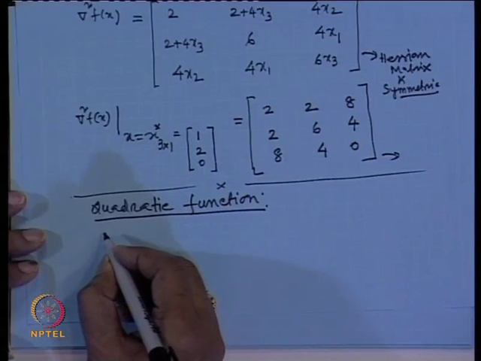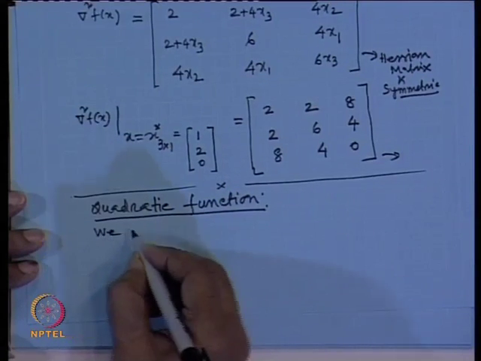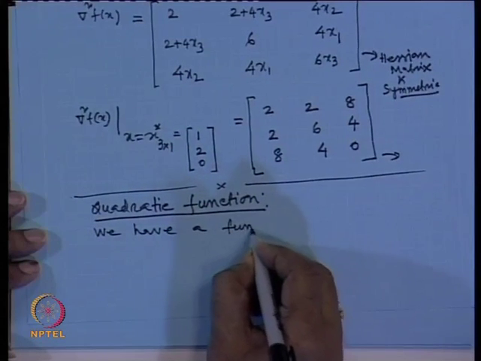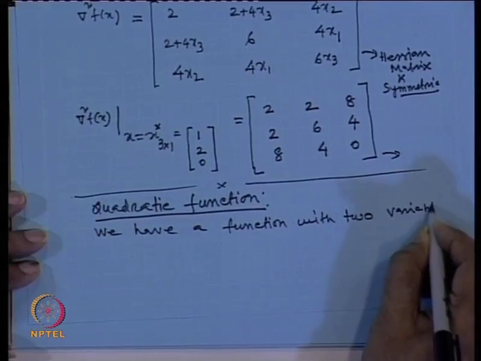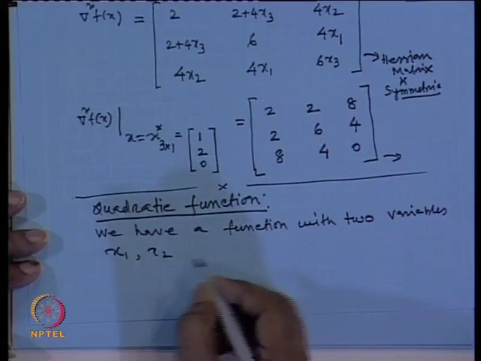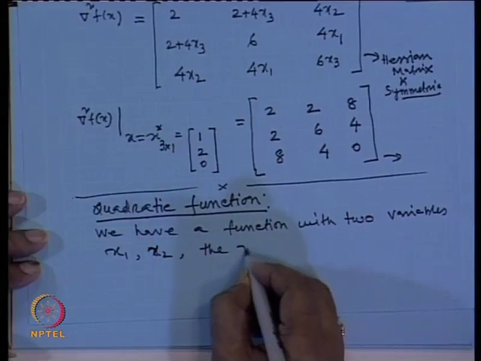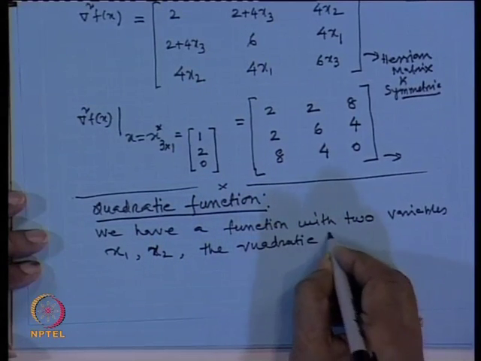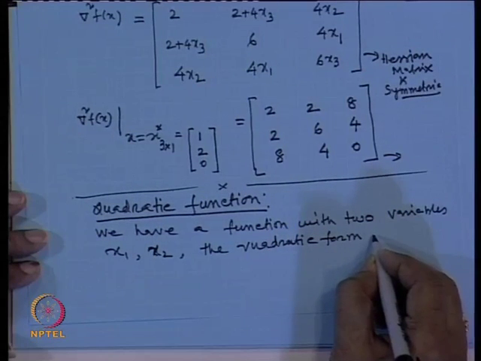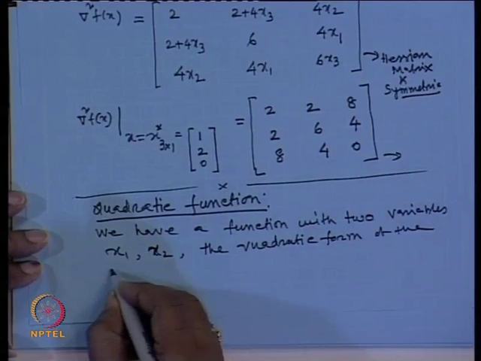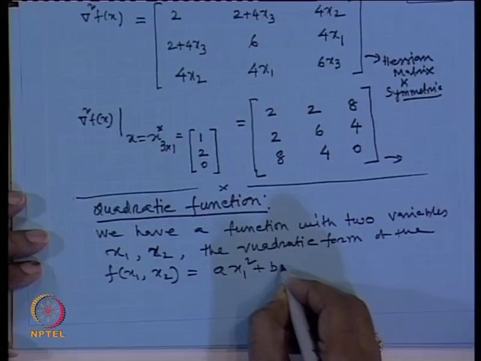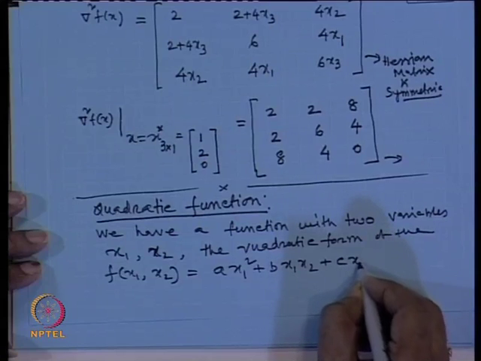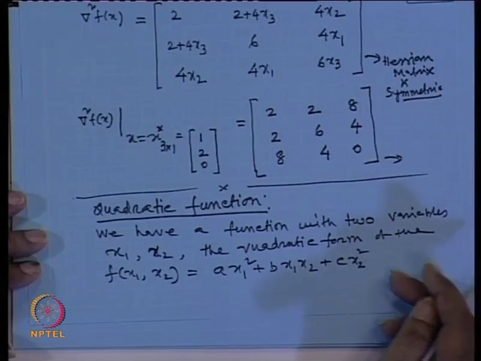Let us call that we have a function with two variables, x 1 and x 2. The quadratic form of the function is a x 1 square plus b x 1 x 2 plus c x 2 square. It can be, in addition, the constant term plus the linear terms.